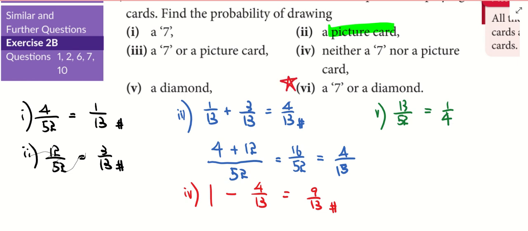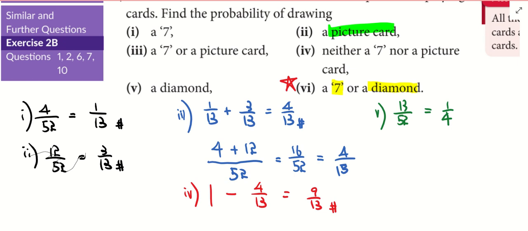Think, a 7 or a diamond? Hey, I know what is a 7. I also know what is a diamond. Can I add them together? Okay, so you notice a number 7 can also be a diamond. Am I right? Okay, so there are 2 ways of doing so.